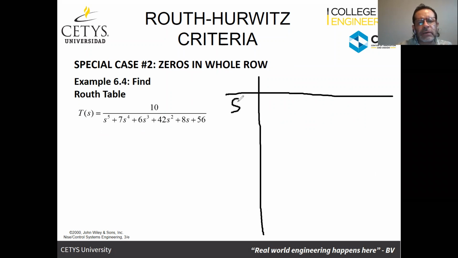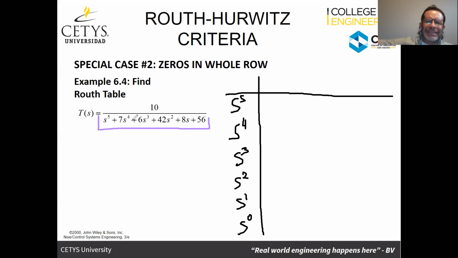So we've got an S5, an S4, an S3, an S2, an S1, and an S0. And so we're going to set up the Routh table here, based on the characteristic equation, which is this one that we've got here. First, the values of the first row are going to be related to the S5, and they're going to be odd. So we've got 1, 6, and 8.